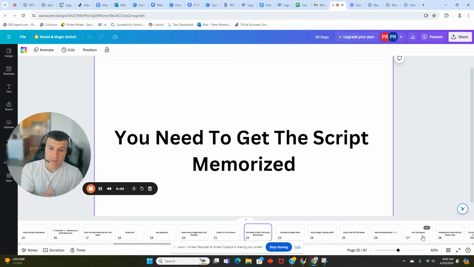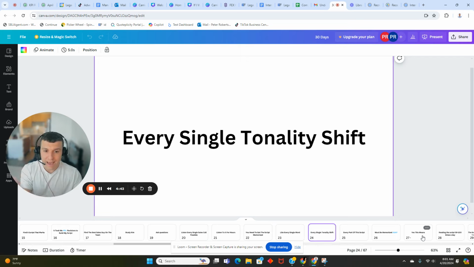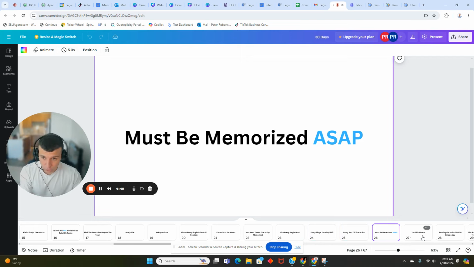Okay. Then I need to go ahead and get that script memorized. I need to memorize that script immediately. And like I said, every single word. Not just, "Here, learn the intro," and not really know what the medications or underwriting is, not really sure about the discovery. No, every single word, every single tonality shift, every single part of that script needs to be memorized as soon as possible, okay?